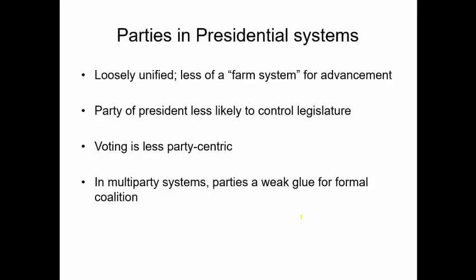Now, the parties in the presidential systems are more loosely unified. We do know that in the proportional representation systems and the parliament-centric systems, it's all about the party. You're voting for a party, and the party controls government. Here in the presidential systems, it's less of a farm system for advancement. As we've seen just in this past election, the candidate for the Republican Party, Donald Trump, prior to a couple of years ago, was not a member of the Republican Party. He had changed party affiliations several times prior to that.